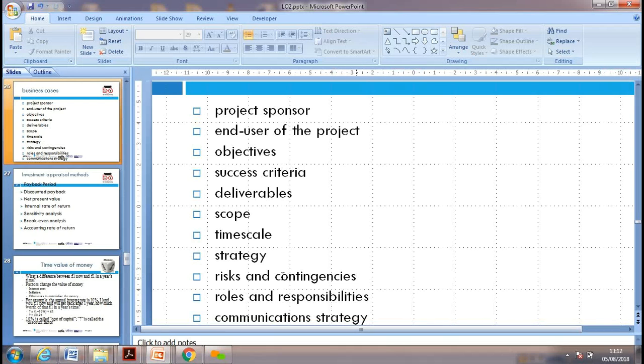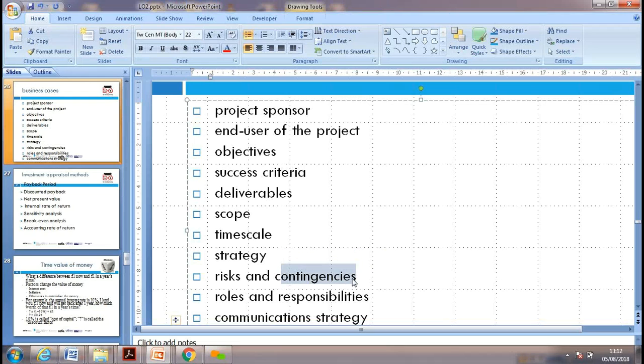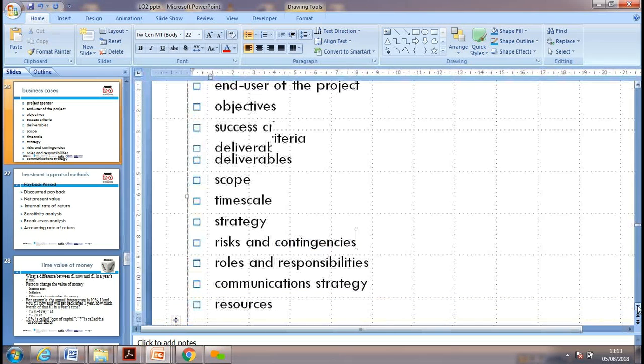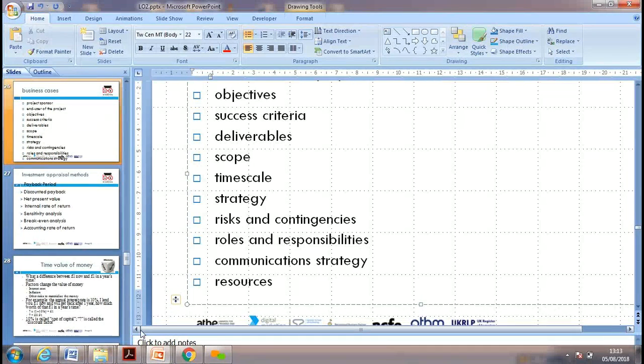What is meant by contingencies? Okay, if the electricity goes off, what is the contingency plan we have? Do we have a generator? Do we have batteries? It is like a backup plan. Yes, backup plan, contingency plan. If I don't get the money, if I lose the job, what will happen? Then roles and responsibilities, communication strategies, and resources. Any question?